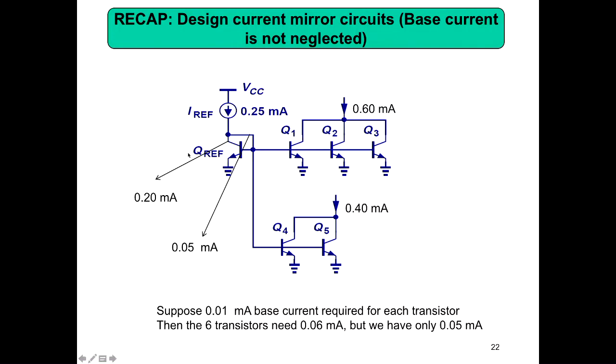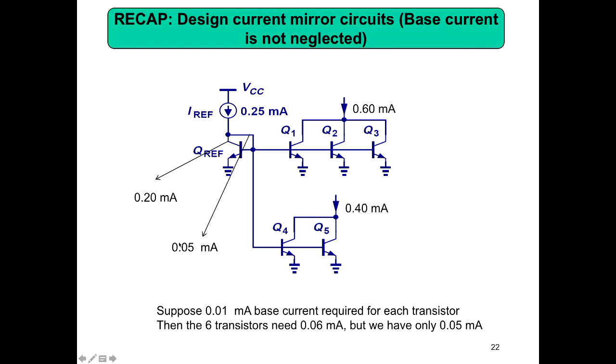Yeah, so here how many transistors did we get? 1, 2, 3, 4, 5, 6 transistors. So that's the reason I have written here that 6 transistors need 0.06 milliamps. Is it because you specified what the IC of the QREF to be equal to?